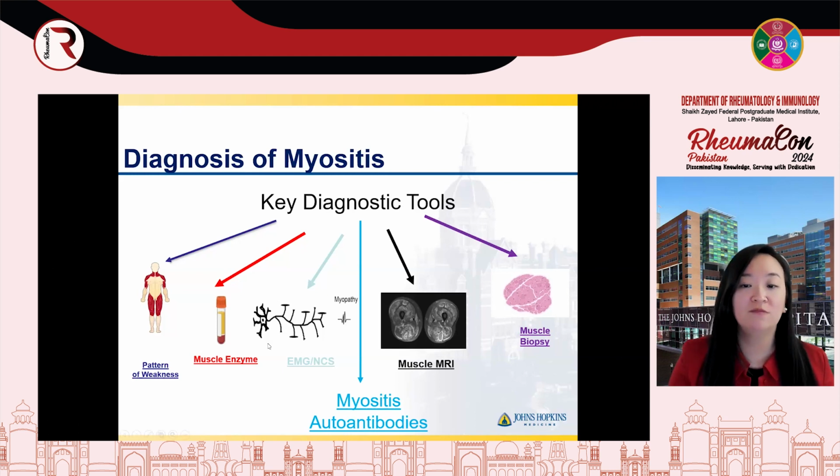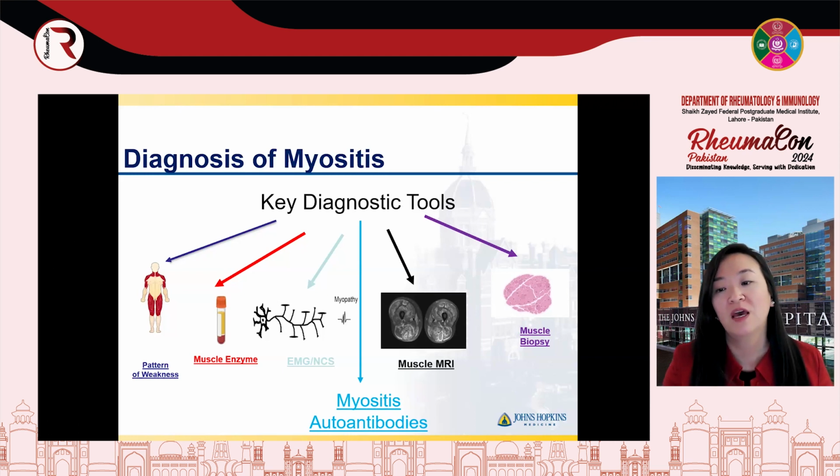Third, we use the EMG and nerve conduction studies. That's very helpful to tell us, if someone has muscle weakness, is it truly an intrinsic muscle problem or is it a nerve problem because the nerve is not properly communicating to the muscle? Is it a nerve problem that's resulting in muscle weakness, like ALS or Lou Gehrig's disease?